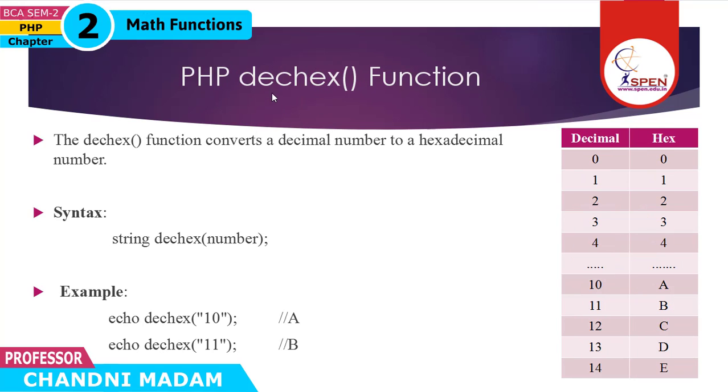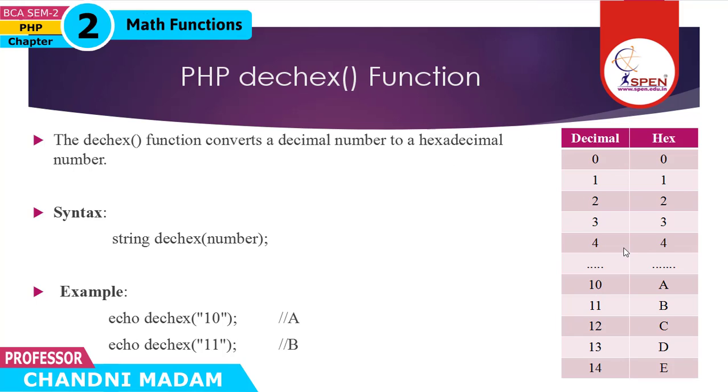So our next function is DECHEX. DEC means decimal and HEX means hexadecimal. So this function converts your decimal number to a hexadecimal number. Here is the syntax. The DECHEX function requires one parameter, which is your decimal number, and after executing, it is converted to a hexadecimal number.